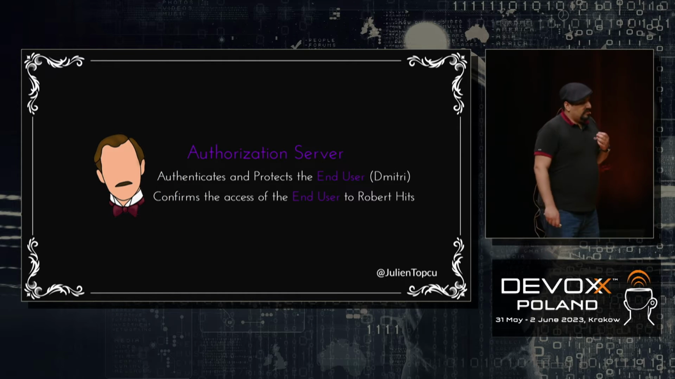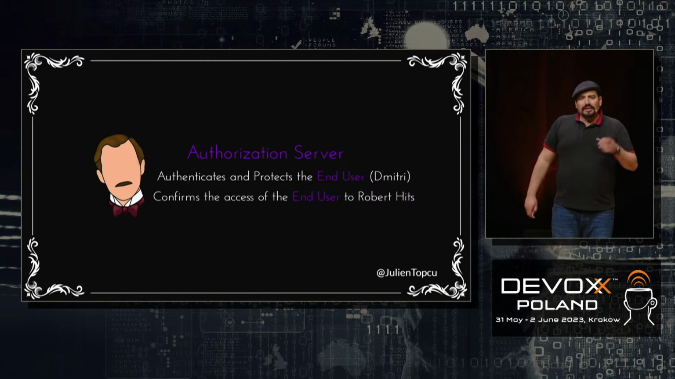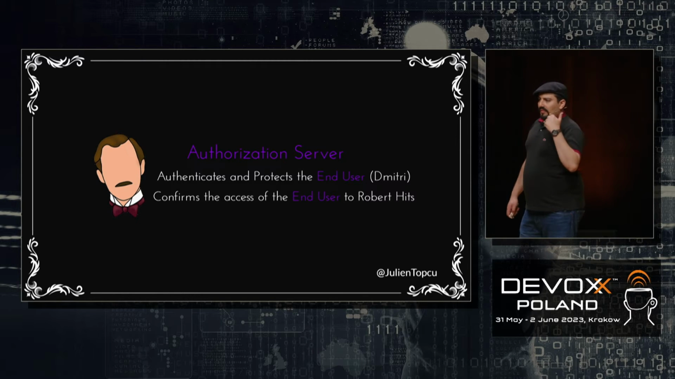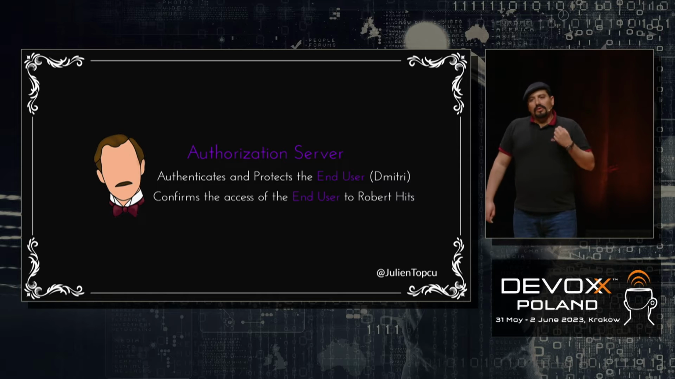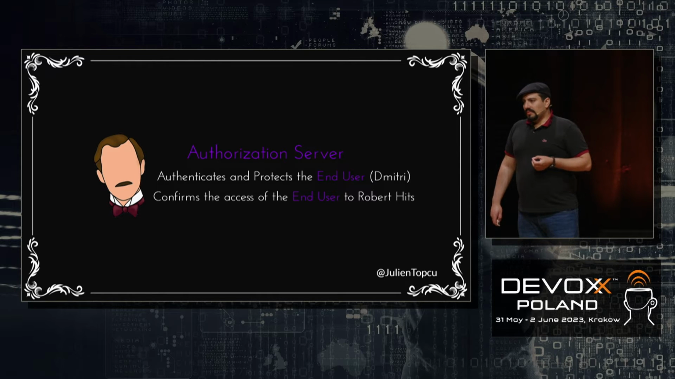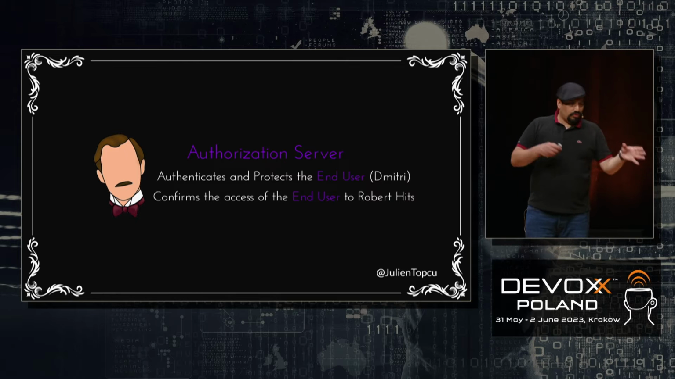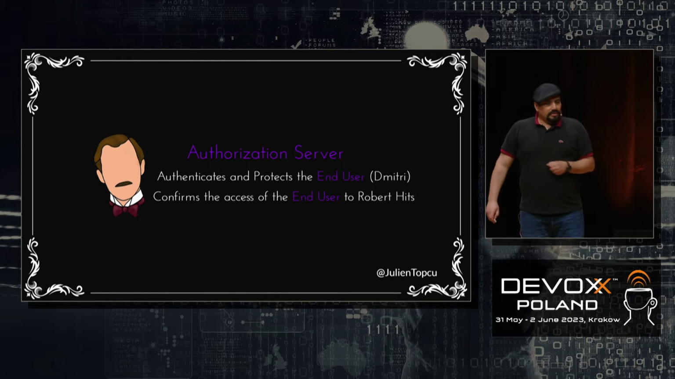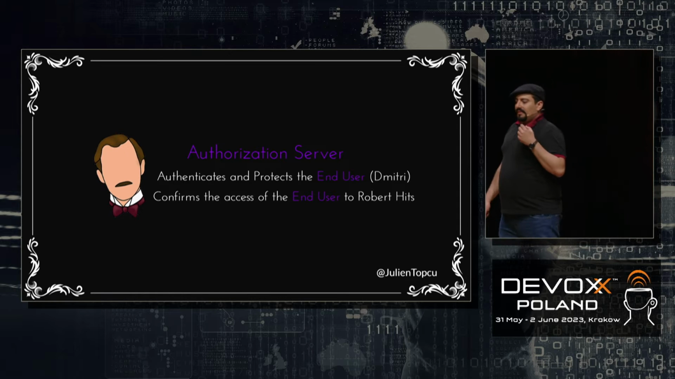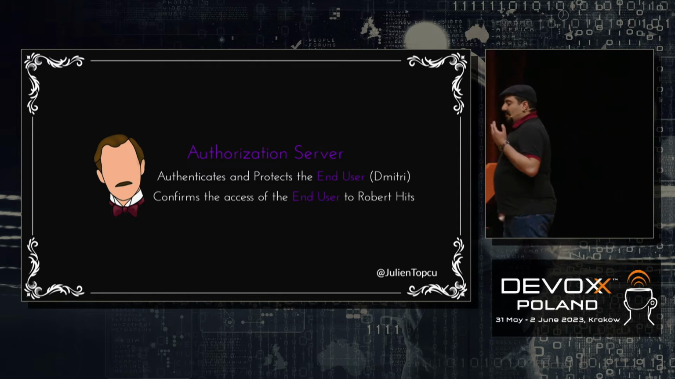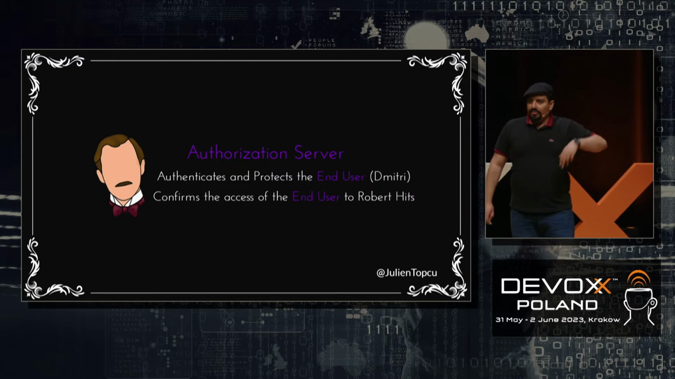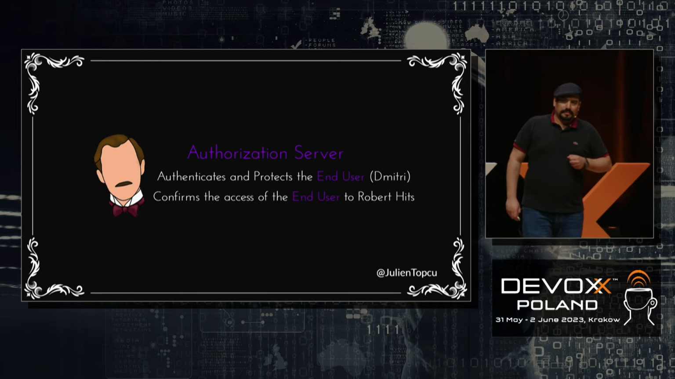So the role of the authorization server is to authenticate and protect the end user, Dimitri. Why does he protect the end user? Because in the process you just discovered, he never discloses the password of the user. It stays behind the authorization server and the end user, right? And he's also there to confirm the access of the end user to the third party, which is RubberHit, saying, OK, he's really a VIP, so you can proceed.